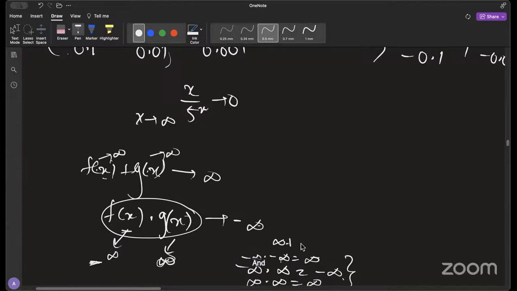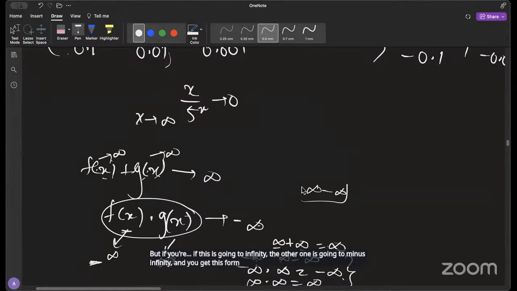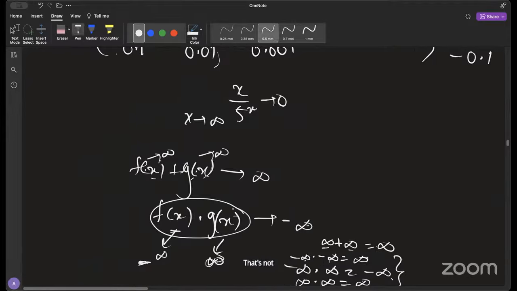And the same goes for this. If you have two functions, one going to infinity and the other also going to infinity, then the sum is going to infinity. But if one is going to infinity and the other is going to minus infinity, and you get the form infinity minus infinity, then you can't conclude. That's not conclusive. You can't say anything from there.